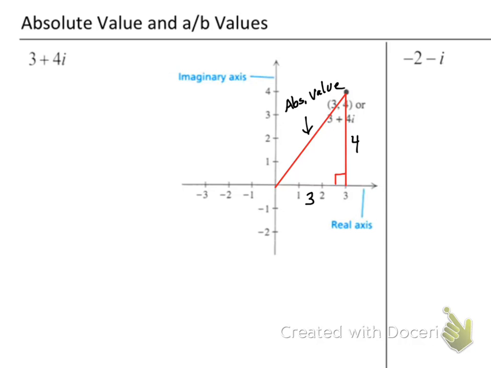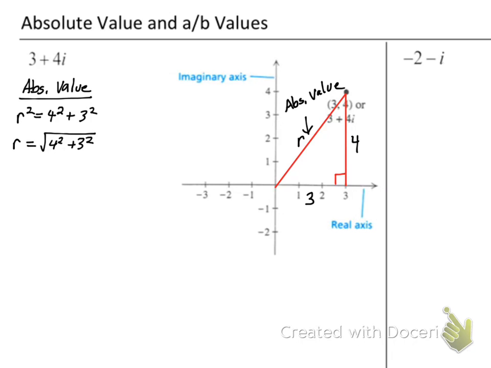So the absolute value is going to equal, well, I'm going to go ahead and call that line r, because we did that with vectors, so we're going to do the same thing with complex numbers. Well, r squared is going to equal side squared plus side squared, so that's 4 squared plus 3 squared, which I'm just going to take the square root right off the bat. Square root of both sides means that it's going to be the square root of 4 squared plus 3 squared.